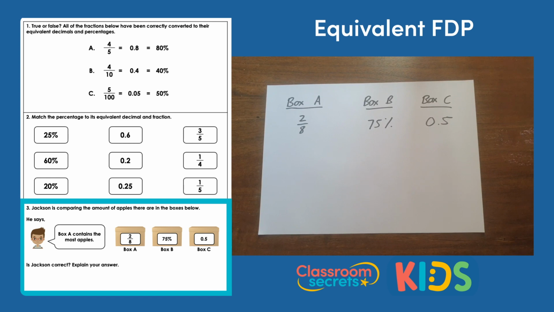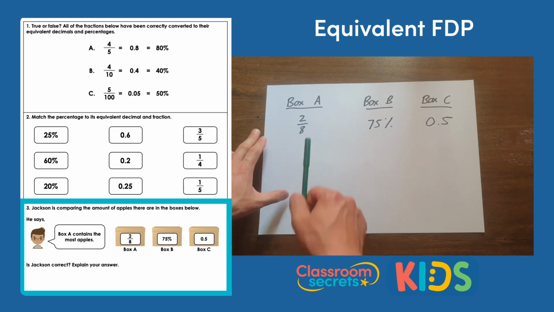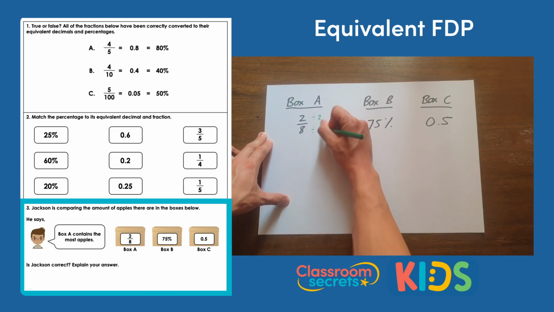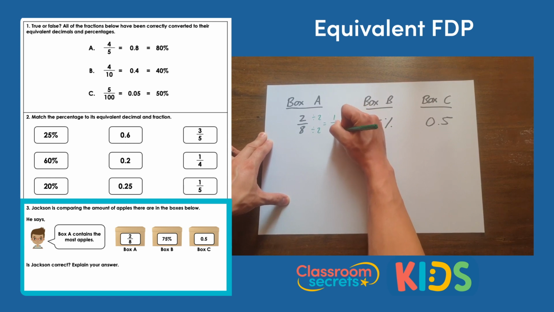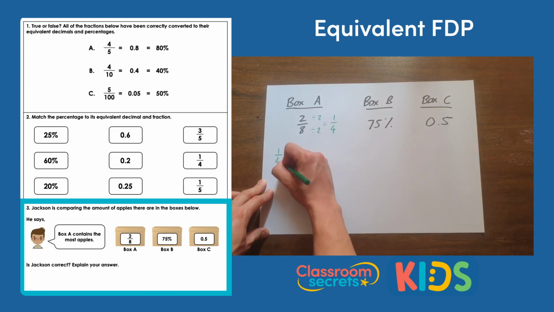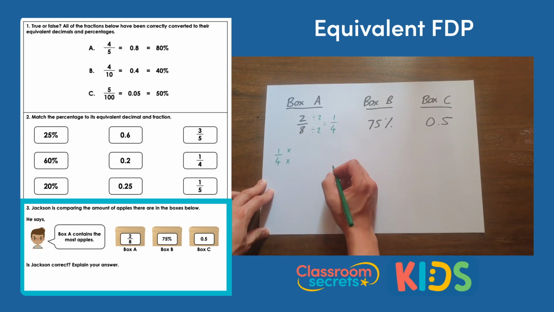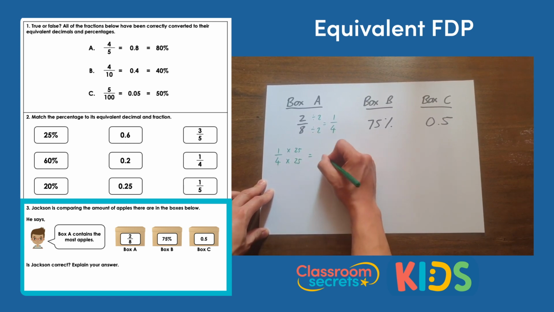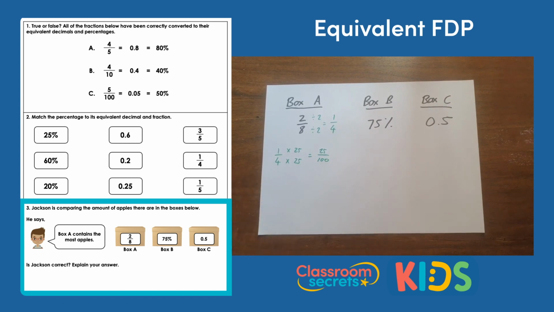So we'll take our first box, box A, and we've got 2 eighths. Now we can simplify this fraction first by dividing this by 2, and that will give us a quarter. So now we've got a quarter, we can go ahead and take that and convert that into a fraction out of 100 by multiplying both the denominator and the numerator by 25. So that will give us 25 over 100. So now that we've got a fraction of 100, we can move on to box B.